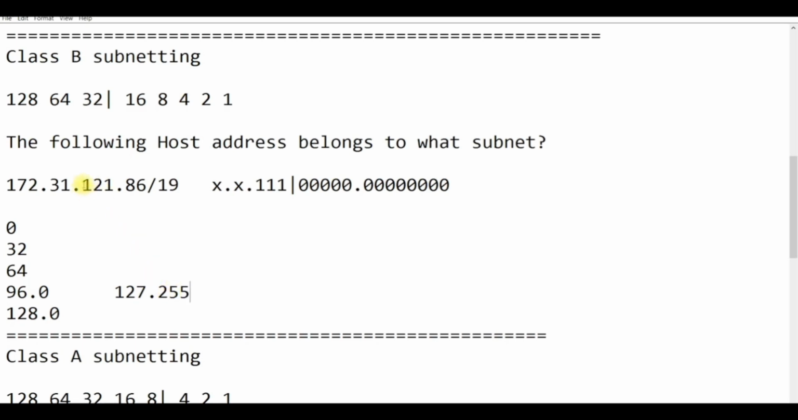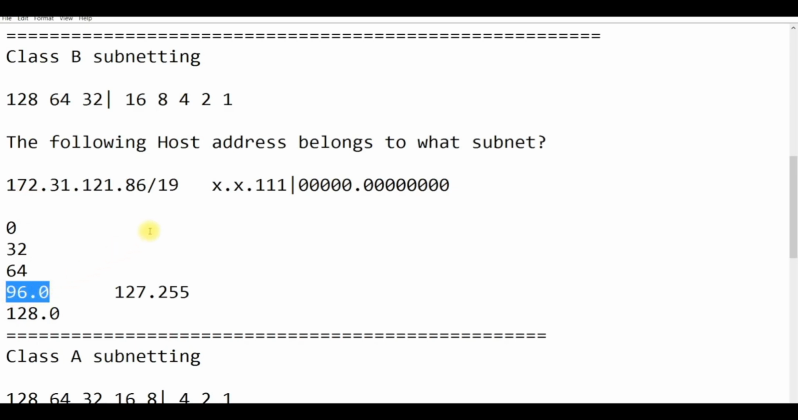That means that 121.86 does indeed fall in this range. So what would be the answer? Well, the host address belongs to the 96.0 subnet. Yes, the 172.31. That 96.0 subnet.